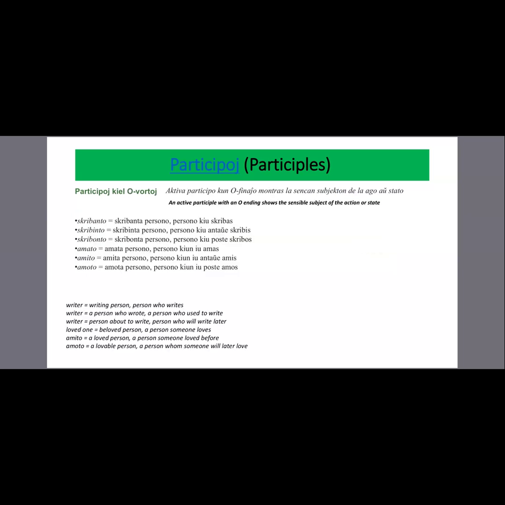Okay. So for example, let's see also here. When I say scribanta, it's a person who is still writing. Scribinta is a person who already wrote. Scribonta is someone who will write later. Amata is a person who is going to be loved. Here we are dealing with love. For example, if I say vi estas amata, you are loved. And a loved one is amato.